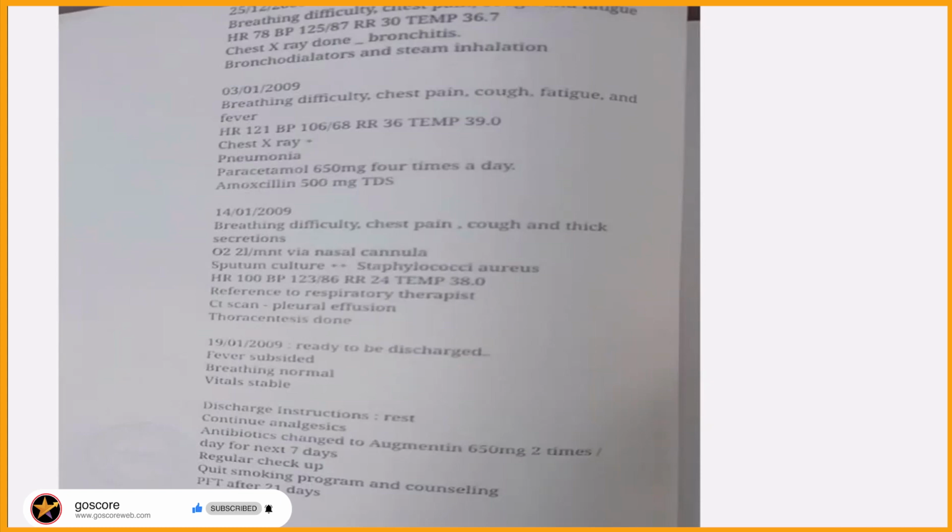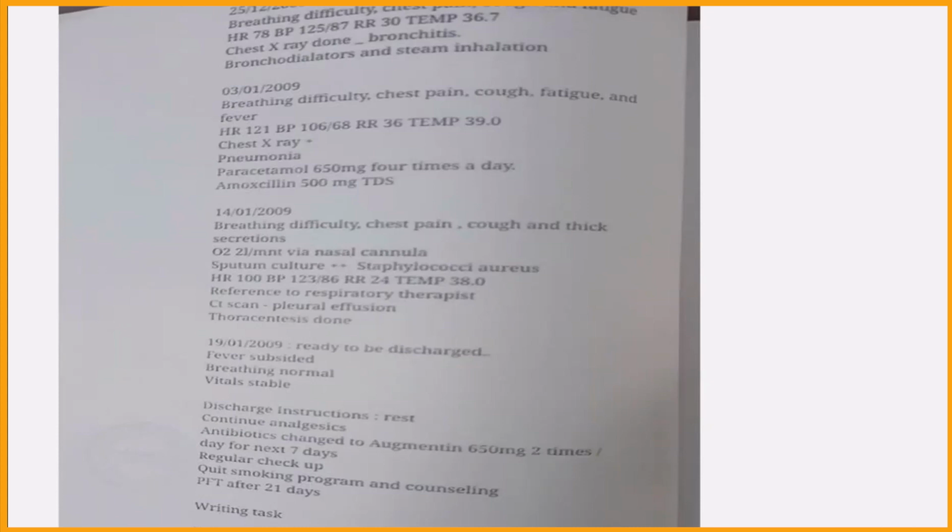Paracentesis. See, again, look at the end. She's getting normal and she's being discharged. So you don't have to write everything. You don't have to say she was referred to a respiratory therapist and then she underwent the scan. You can just summarize and say that she had a scan which confirmed pleural effusion. Therefore, thoracentesis was performed. Don't you think that is enough?